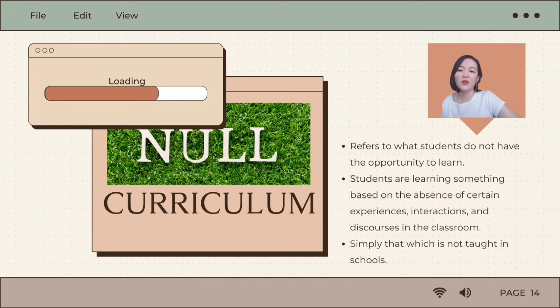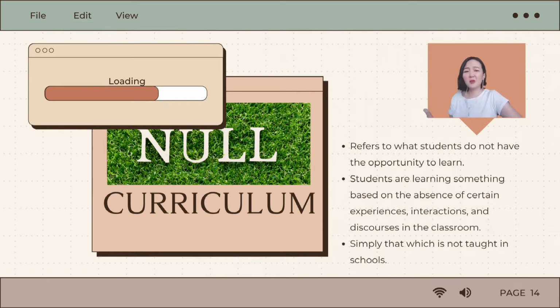Null curriculum refers to what students do not have the opportunity to learn. In this case, students are learning something based on the absence of certain experiences, interactions, and discourses in the classroom. That which is not taught gives students the message that these elements are not important in their educational experiences in our society. The null curriculum is simply that which is not taught in schools. Somehow, somewhere, some people are empowered to make conscious decisions as to what is to be included and what is to be excluded from the overt or the written curriculum.